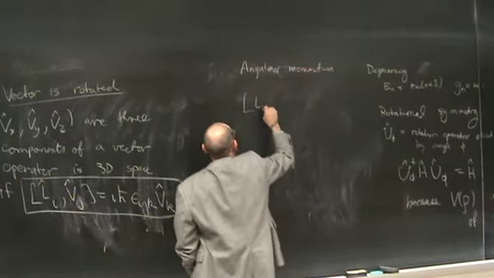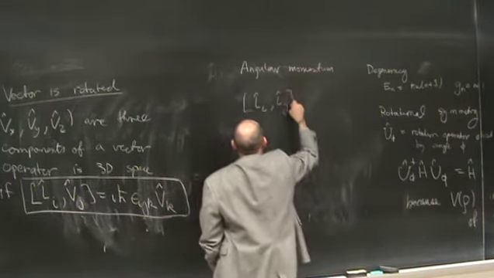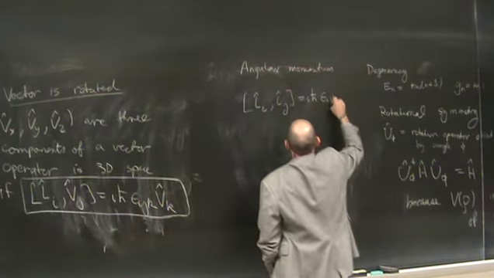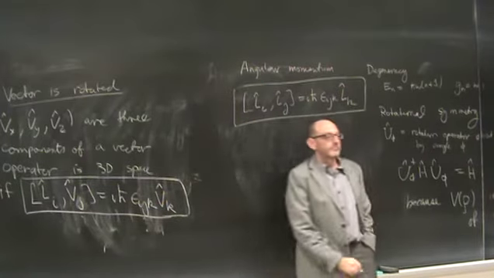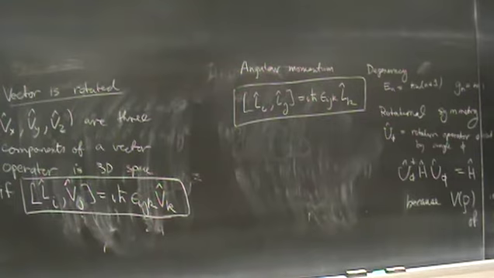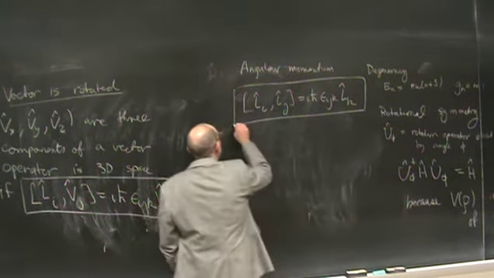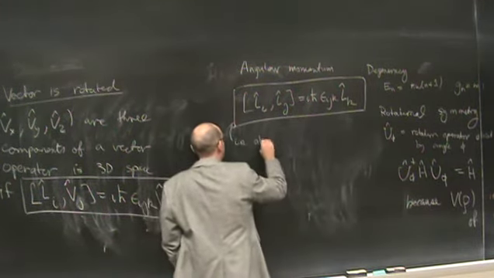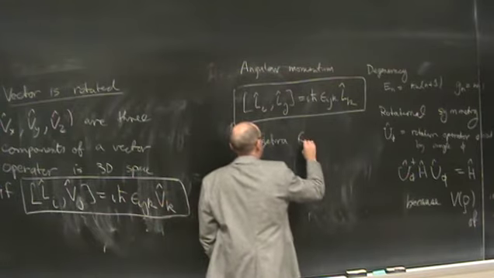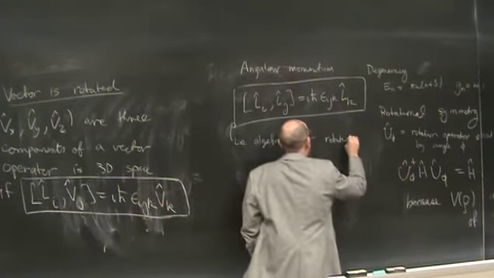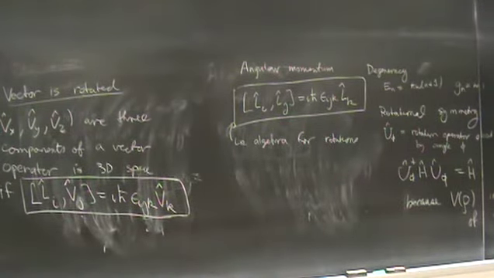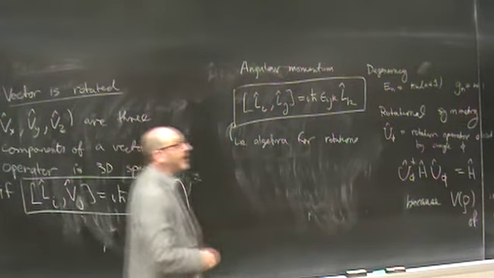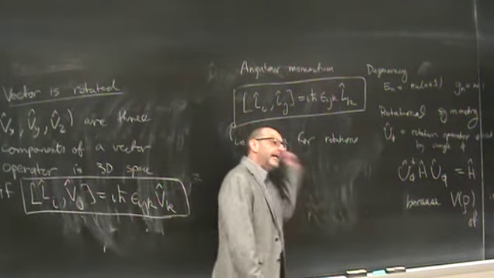Which means that it must be the case that this is true. Sum over k. And these are the fundamental commutation relations of what we call the Lie algebra for rotations. That is to say, there are three generators. There's a generator of rotation around x, a rotation around y, and a rotation around z. But they don't commute.